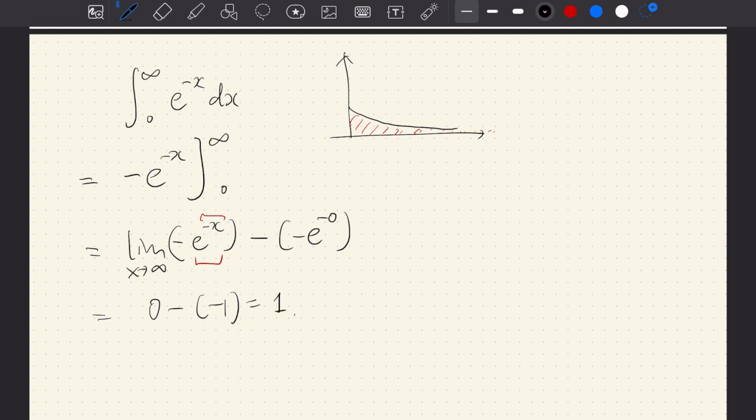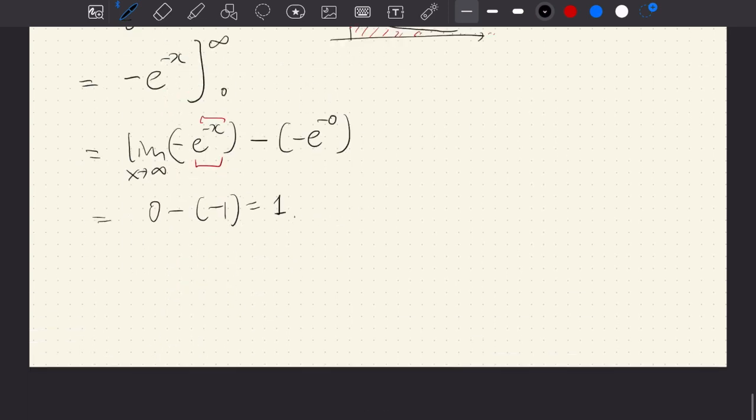Okay, these are improper integrals, and now let's pick up from where we left off, which is subproblem C in example 7.11. For problem C, we want to evaluate the integral from 0 to infinity of x e to the negative x dx.